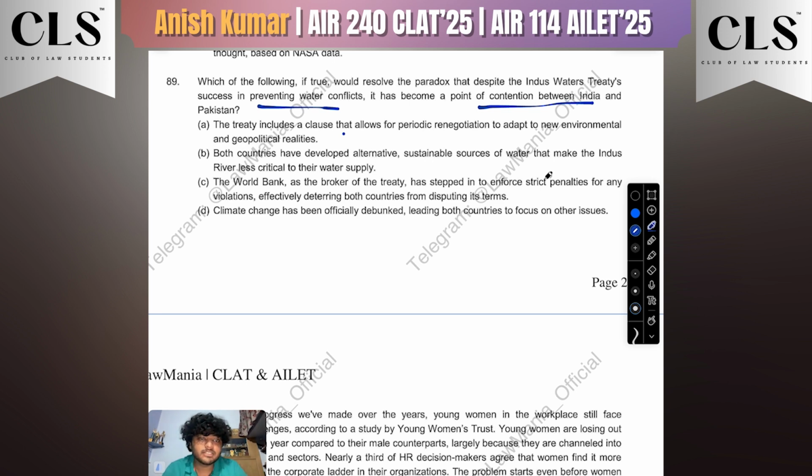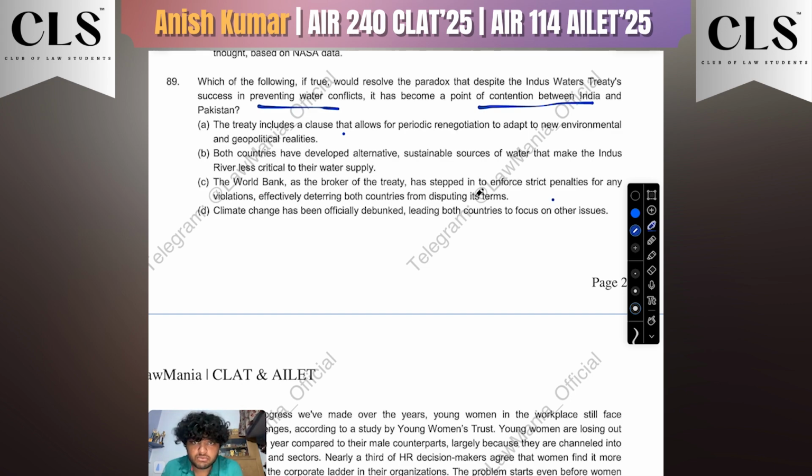The World Bank, as the broker of the treaty, has stepped in and enforced strict penalties for any dispute, effectively deterring both countries from disputing its terms. I don't think this was given in the passage. We have to see what is given in the passage. But they are still a point of contention, right? And it still solves water conflicts. This is irrelevant. This does not solve the paradox. This is additional information.